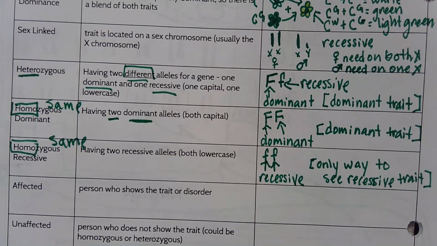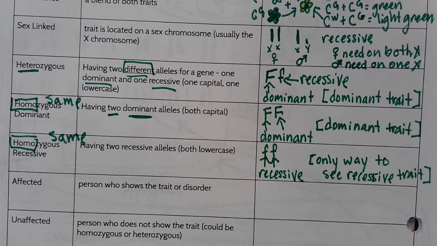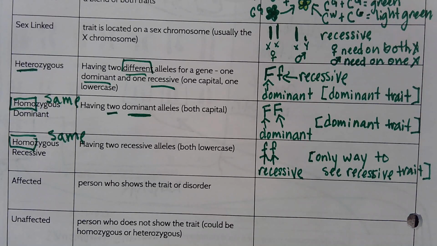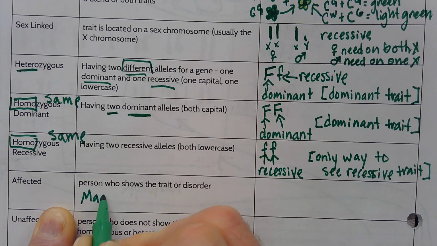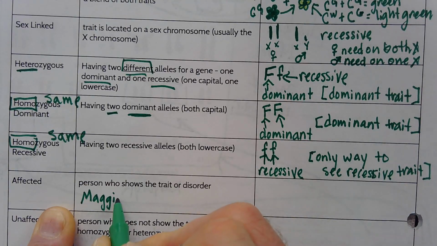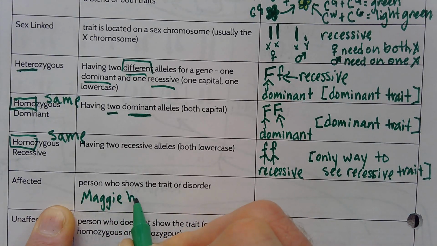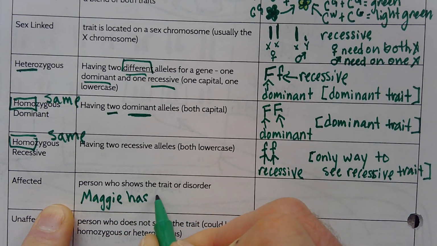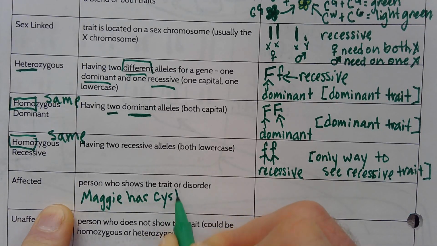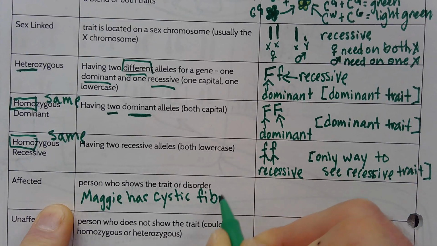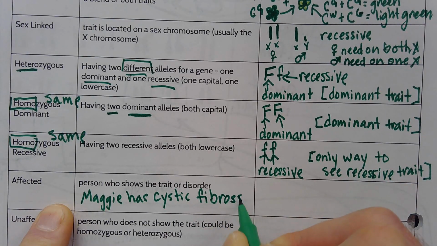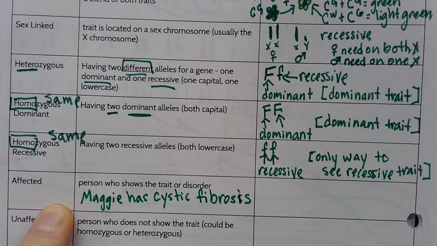All right. Now, in the case of Maggie, she is affected. She shows the disorder. Maggie has cystic fibrosis. And again, that's why we chose that F.